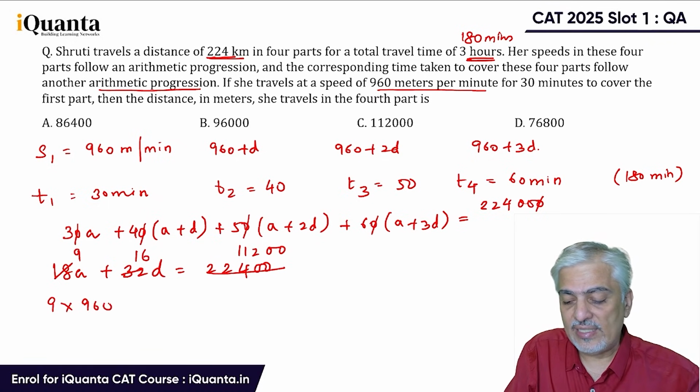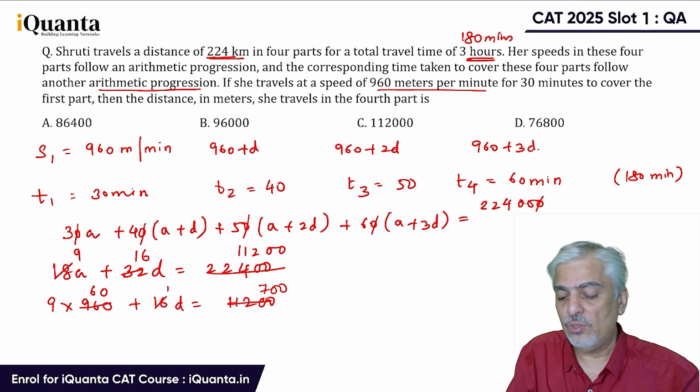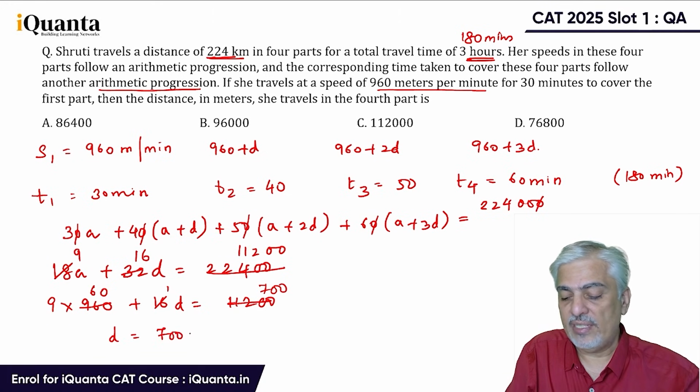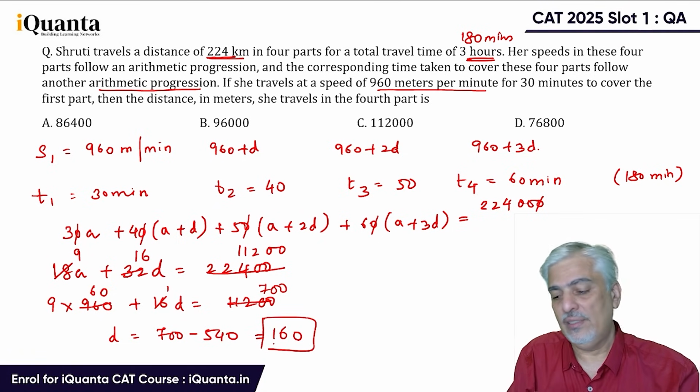When I put the value of A also, I can still divide further. 9 into 960 plus 16D is 11200. If you know your tables up to 16, you will see this is 16 ones are, this is 16 60s are, and this is 16 sevens are, and therefore a lot of division happened. So 9 into 60 is 540. So D becomes 700 minus 540, which becomes 160. So something which looked like without calculator literally cannot be done became pretty doable. So we got D as 160.